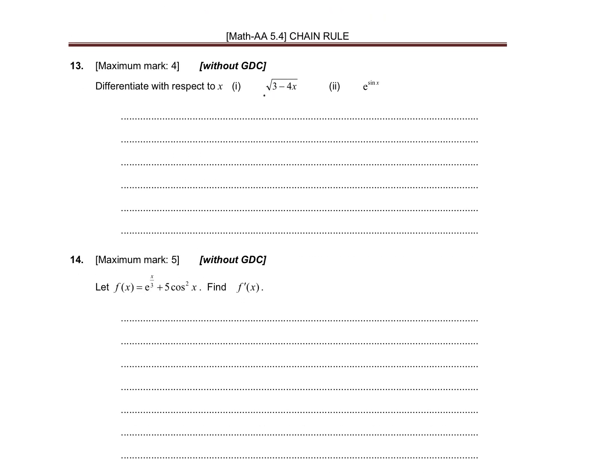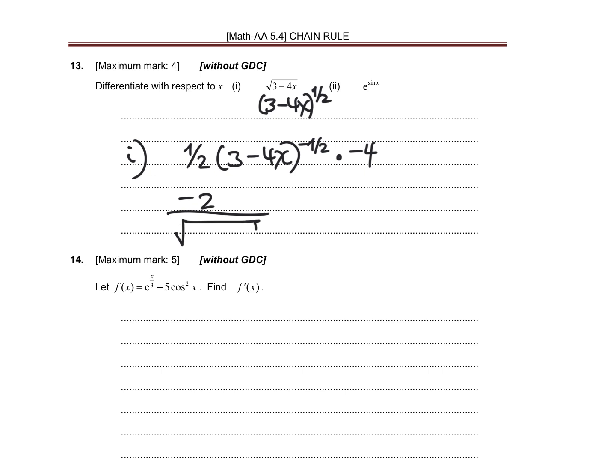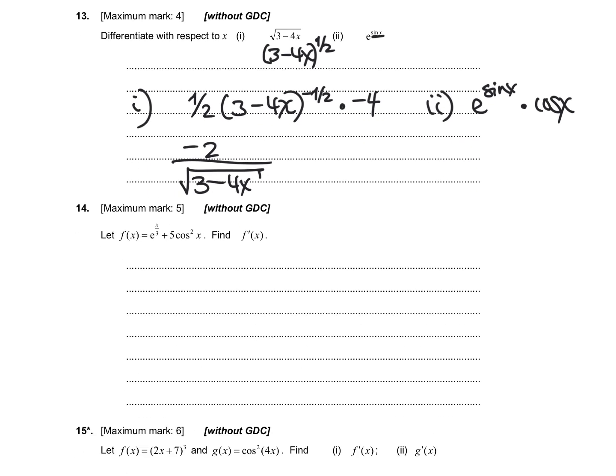13, so this is going to be 3 minus 4x to the 1/2. So for I, we're going to have 1/2, 3 minus 4x to the negative 1/2 times the derivative of the inside, which is negative 4. So we're going to have negative 2 over the square root of 3 minus 4x. Now for double I, the derivative of e is e, so e to the sine x times the derivative of the inside function, which is cosine x.